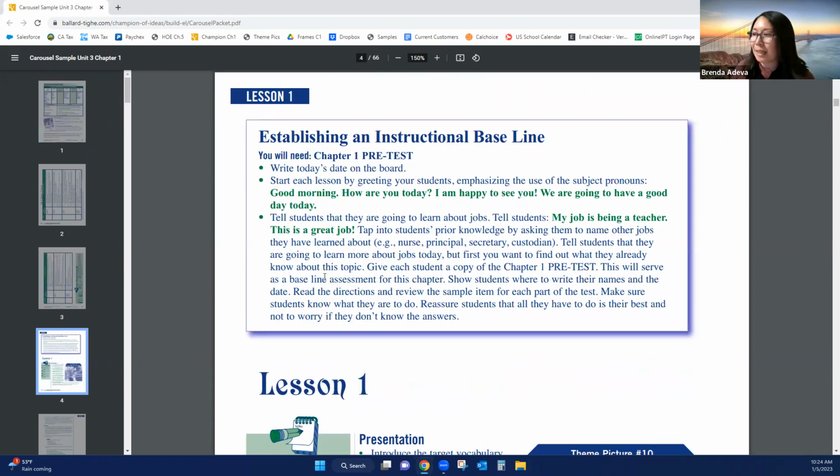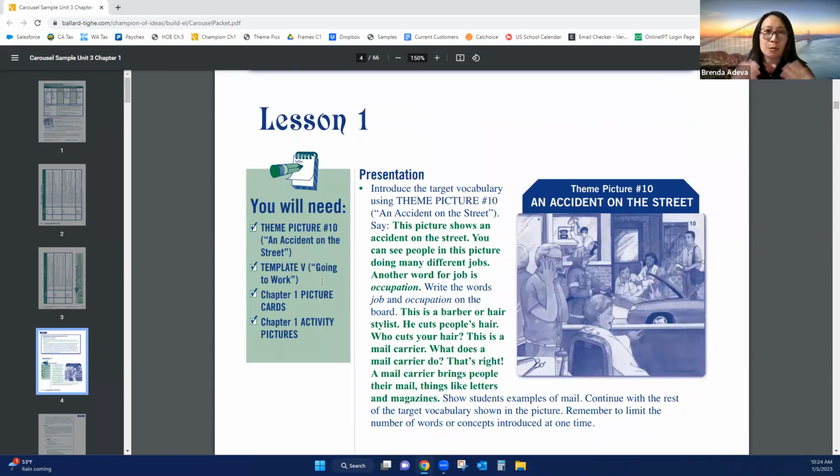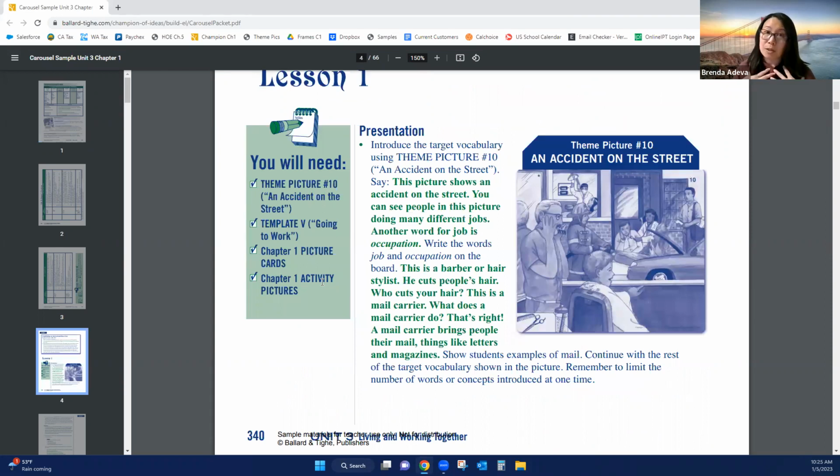We are going to skip to lesson 1 just to kind of check out how you can introduce vocabulary, how we do it with images. This is called a theme picture, and we really like to use theme pictures to put a lot of things happening in that picture, right? But you can see here, people are doing many different jobs, and then we give you the word occupation to teach. So that could be generally for level 2s and 3s.